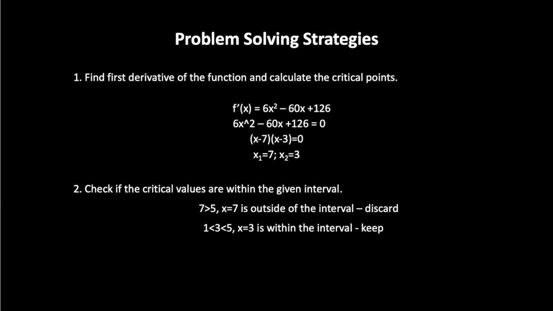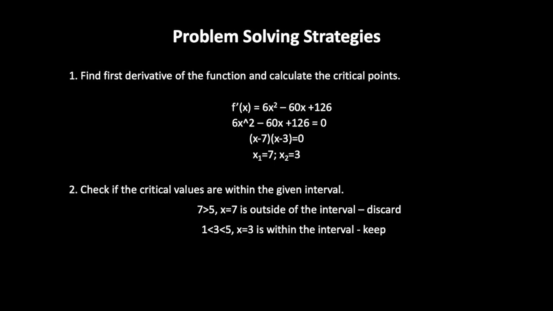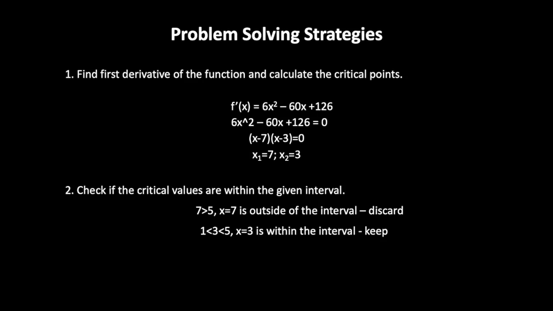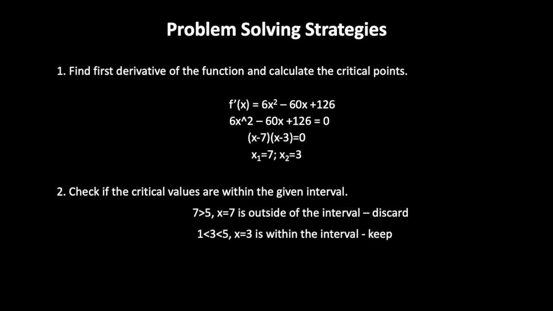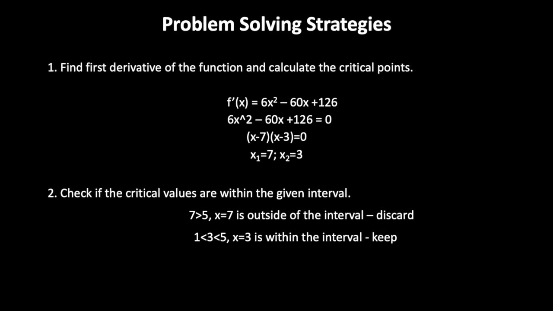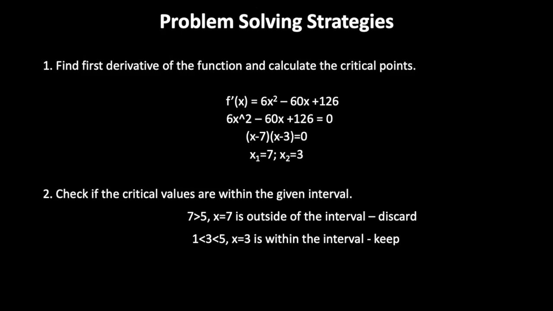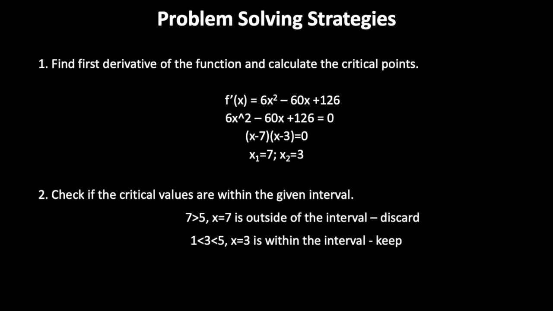First, we need to take the first derivative of the function and calculate the critical points. f prime of x equals 6x squared minus 60x plus 126, and for critical points we get x equals 7 and x equals 3. Because 7 is greater than 5, we should discard this critical point. x equals 3 is within the interval and we should keep it.